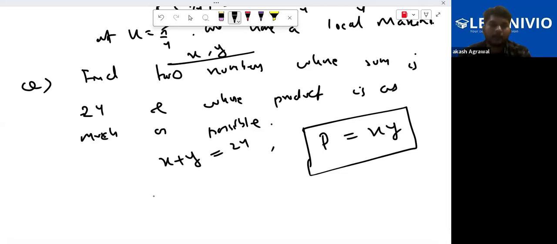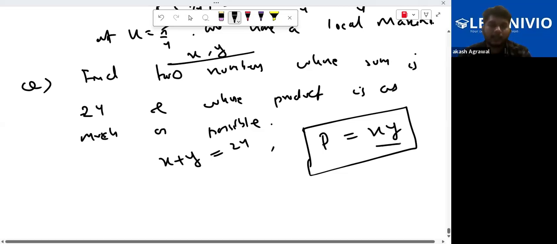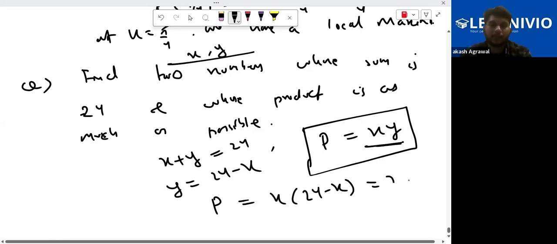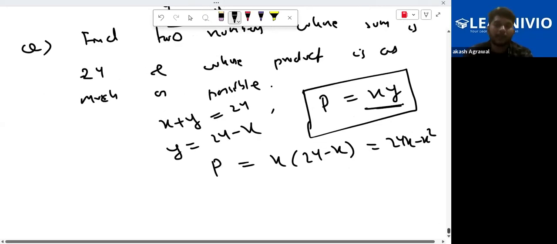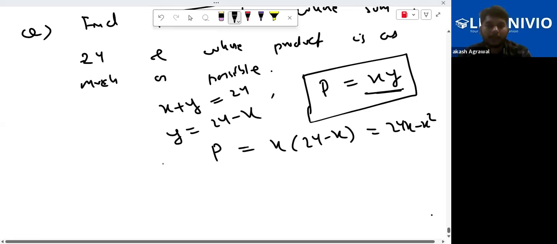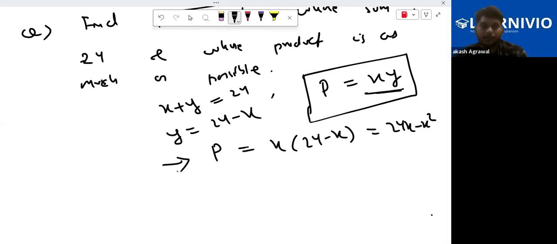Okay. One rule is to create this in a single variable. So we can write y equals 24 minus x. So the function becomes x times 24 minus x, which is 24x minus x square. All we have to do is find the maximum value of this function. So the steps are: differentiate, find critical points, double differentiate, put the values, get the answer.